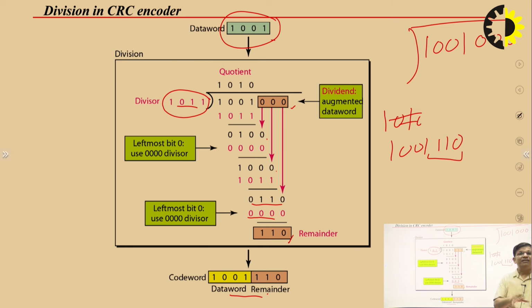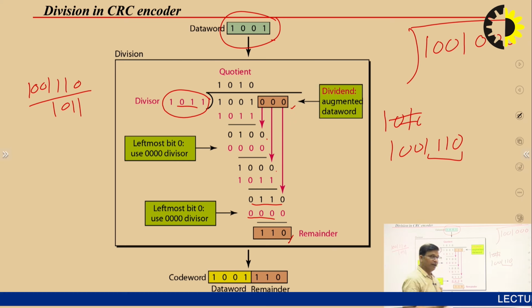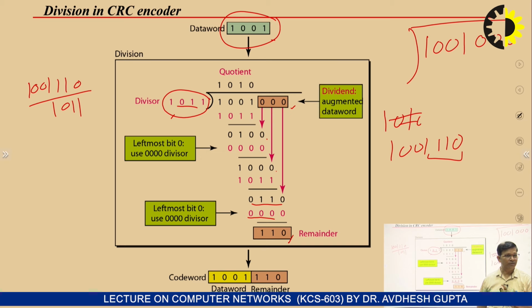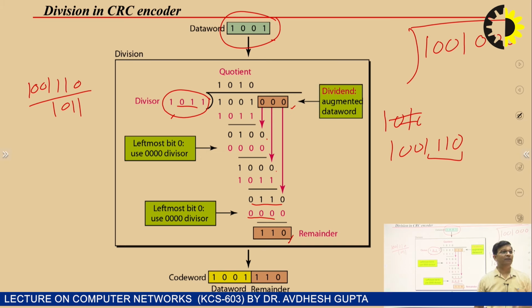And at the receiver side, what is happening? At the receiver side, this code word 1001110 is again divided by this 1011. Now, if we divide the code word by the same divisor, the remainder should be 0. If the remainder is 0, then there is no error. If the remainder is not 0, it means the code word has some error. We have to correct it.